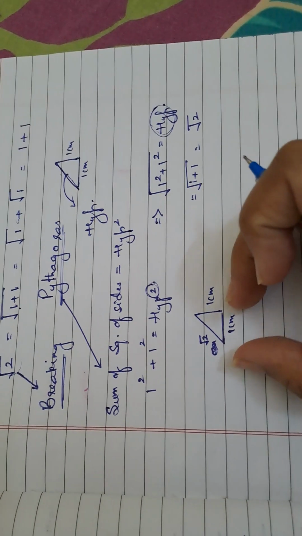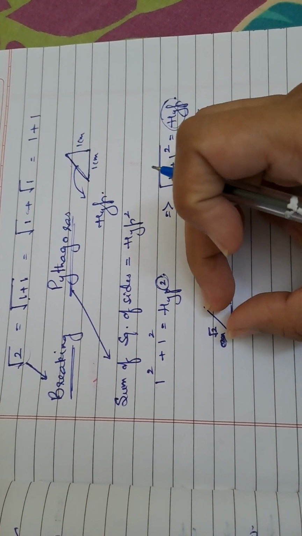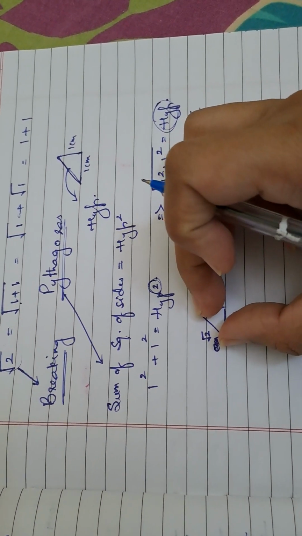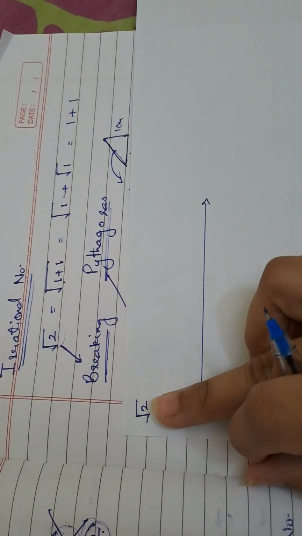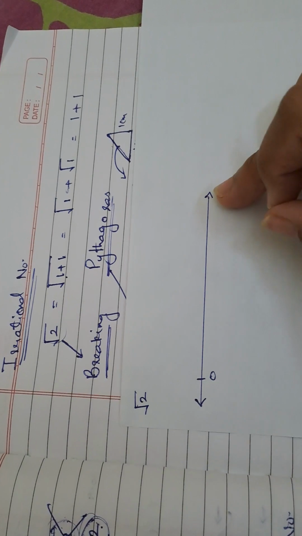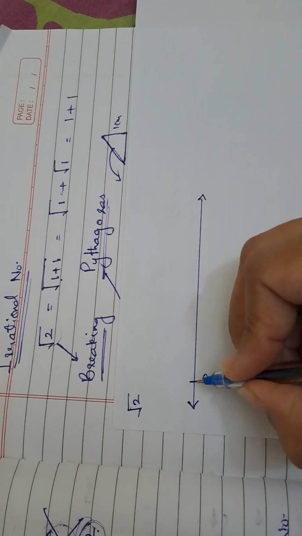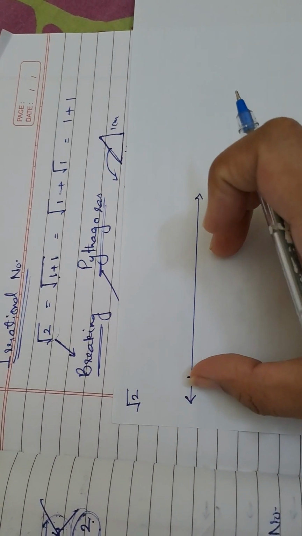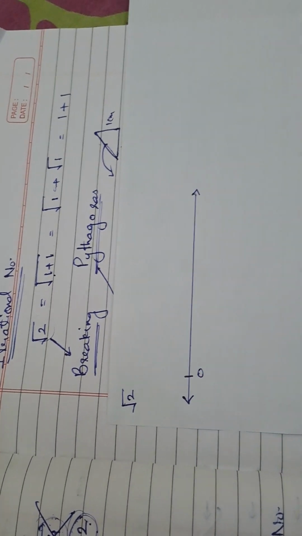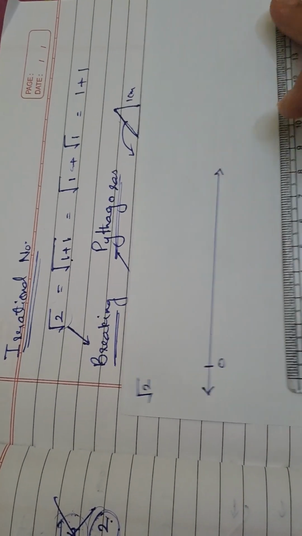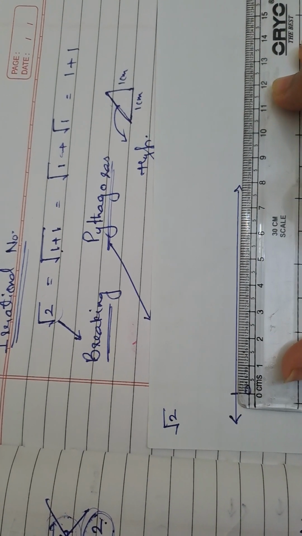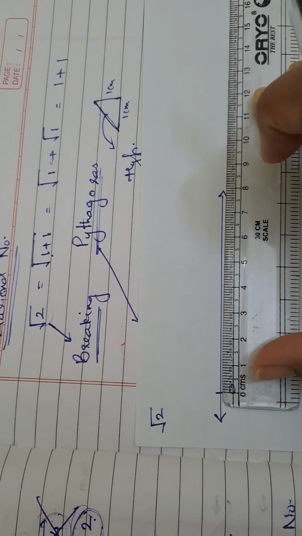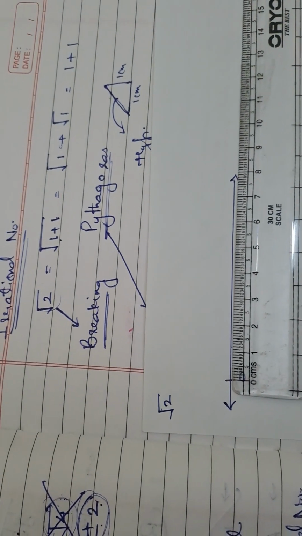Okay, now this is how I get the length of root 2. I got exactly the length of root 2. Okay, that's what we are going to do on the paper now. So to mark root 2 on the number line, we draw a line and mark a 0. From here, measure 1 centimeter, and I'm marking my 1 centimeter here.